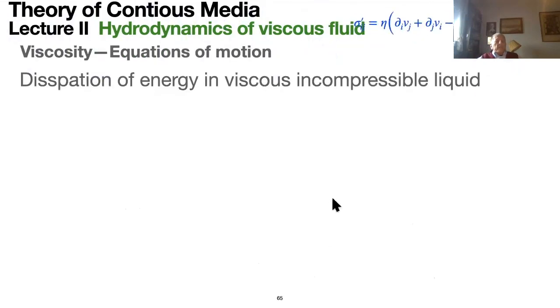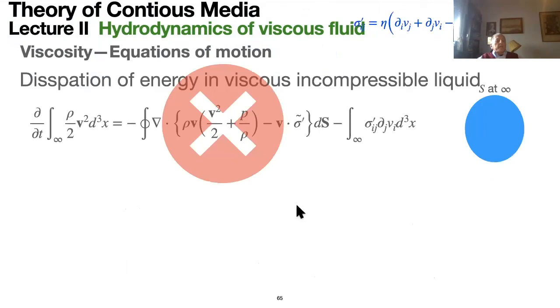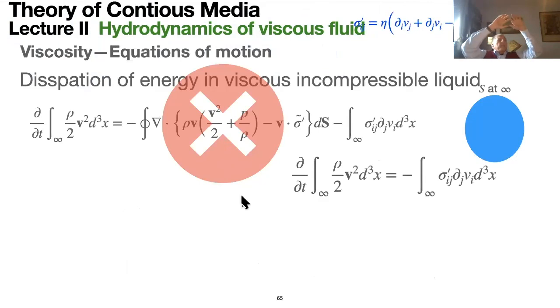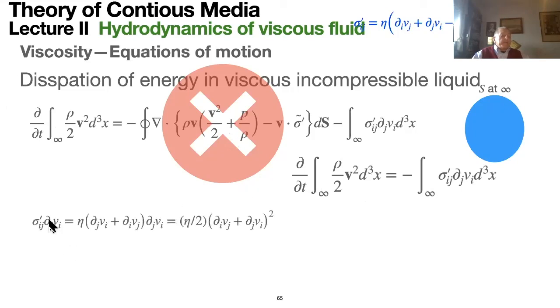So when I do these calculations, then this term drops out. Why does it drop out? Well, because it's the integral over an infinite surface of a liquid, and the velocity of the liquid at infinity is equal to zero. So the whole surface integral is equal to zero. And when I do this, what is left is that the time derivative of energy is equal to that term.